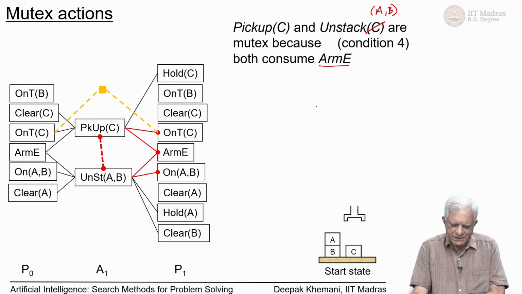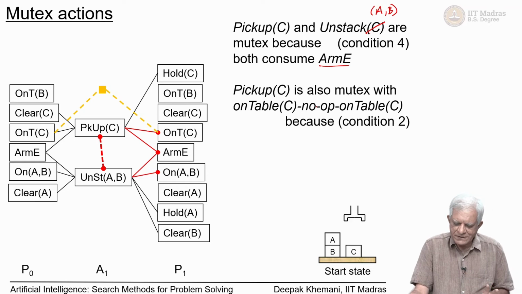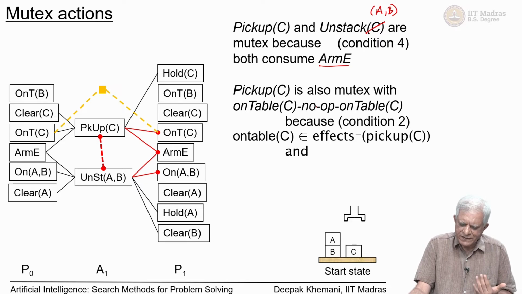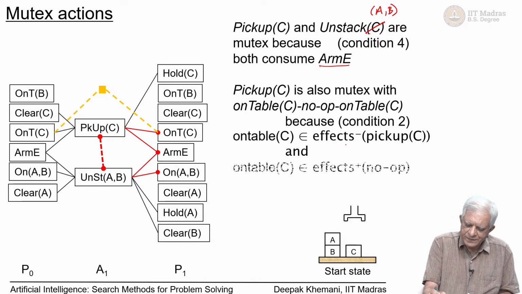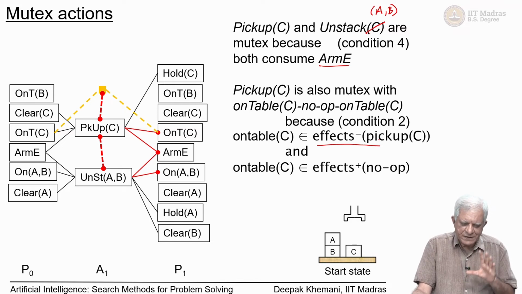So, that means that either the no op can happen or pick up C can happen, both cannot happen at the same time. So, pick up C is also mutex with this on table C no op because of condition 2. On table C is a negative effect of pick up C, or it is deleted by pick up C, and it is a positive effect of the no operation. So, this is just to illustrate the 2 mutex actions, but remember that the mutex links are only within a layer and we have shown them with dotted thick red lines here.